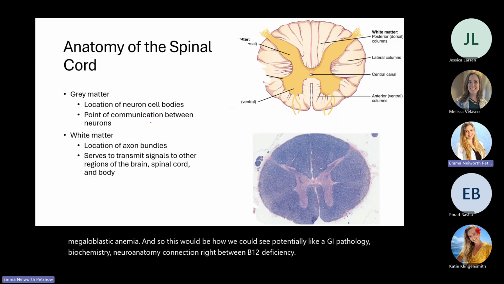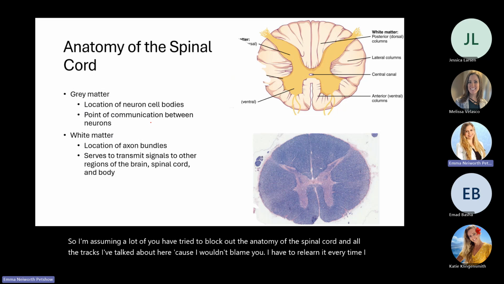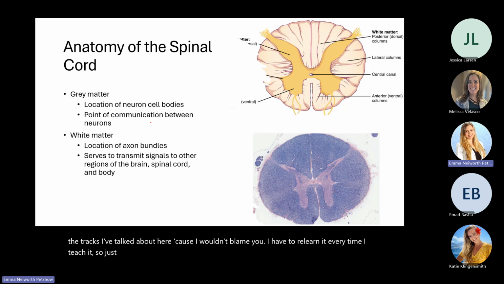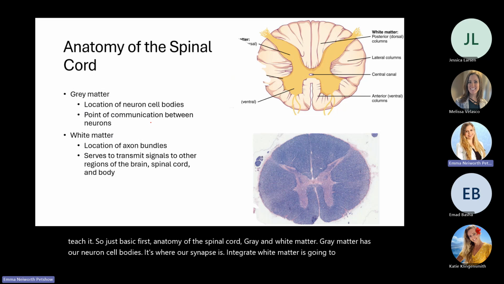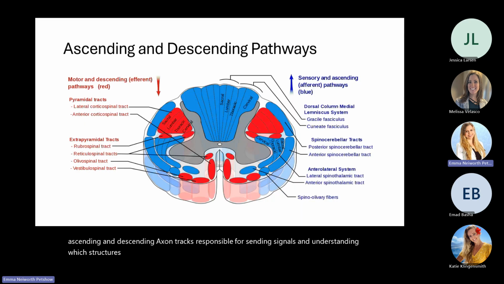So I'm assuming a lot of you have tried to block out the anatomy of the spinal cord and all the tracts I've talked about here, because I wouldn't blame you. I have to relearn it every time I teach it. So just basic first, anatomy of the spinal cord, gray and white matter. Gray matter has our neuron cell bodies. It's where our synapses integrate. White matter is going to be our ascending and descending axon tracts responsible for sending signals. And understanding which structures are affected will help you localize a lesion.